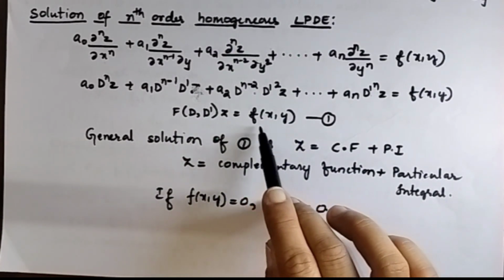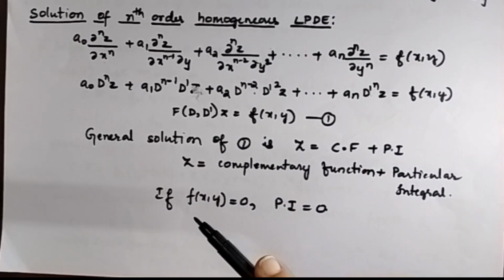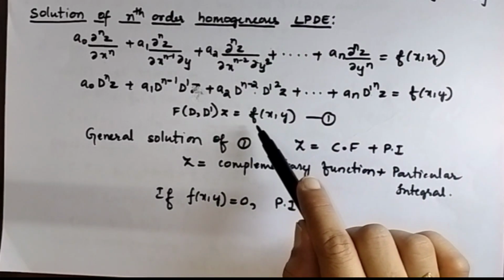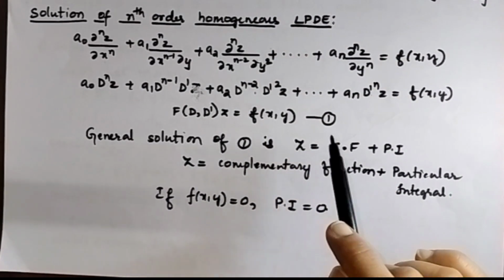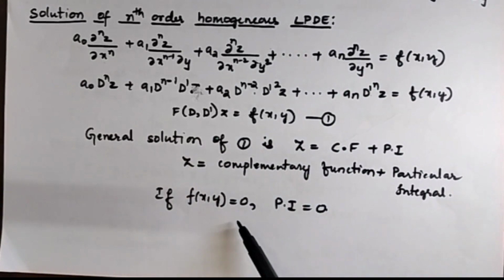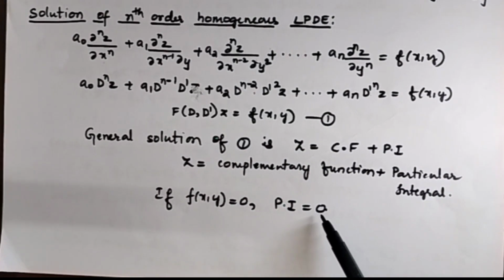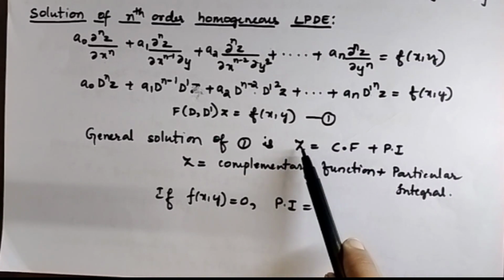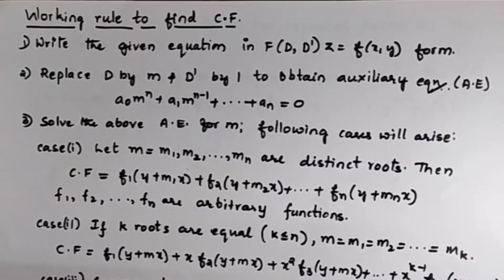Now here in this video, I will just consider those examples where f of x comma y is 0. I will make one more video where f of x comma y is some other function of x and y. So if f of x comma y equals 0, in that case the particular integral is always equal to 0. Therefore, the general solution is just the complementary function.